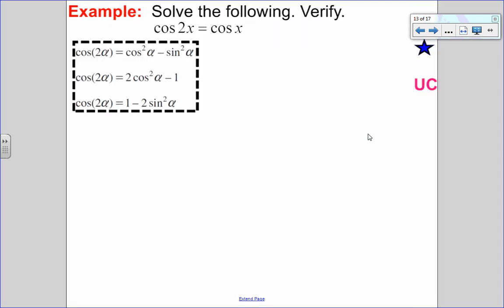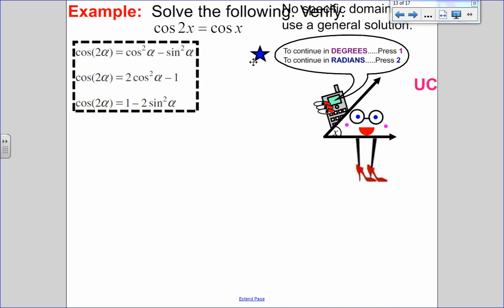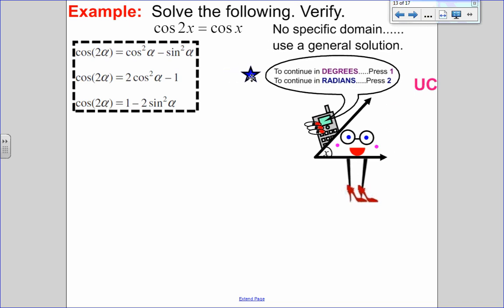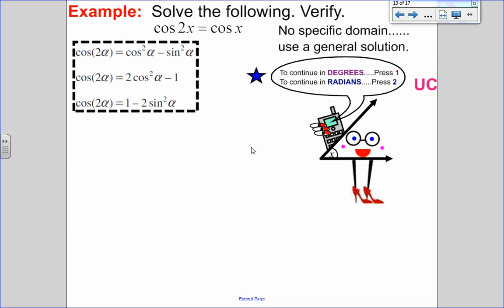Let's try one with a... notice here, I don't have a domain restriction, which means I am dealing with a general solution. So if it doesn't specify degrees or radians, it's like when you call in for customer service, press 1 for degrees, press 2 for radians. I'm pressing 1 for degrees because degrees is a little easier for me. Don't know about you, but given the choice, I'll work in degrees. So we're going to do a general solution in degrees.